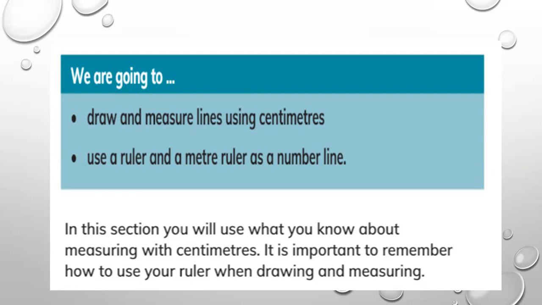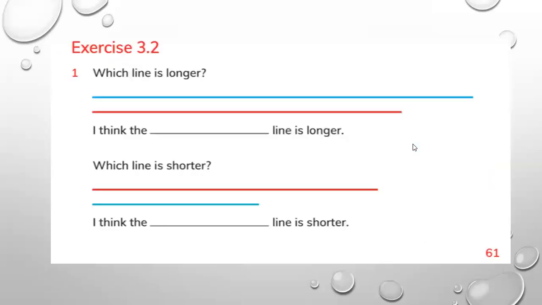It is important to remember how to use a ruler when drawing and measuring. When we start to measure things with the ruler, we start with the 0 digit on the ruler and not with the edge. When we put our ruler down, we start counting after 0. Before 0 we do not consider it a number.